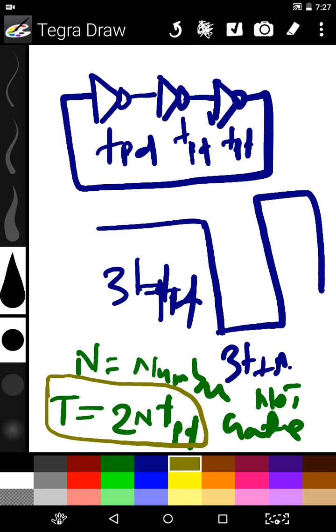When an odd number of NOT gates is used to generate an astable multivibrator, the time period of the square wave will be 2n TPD, where n is the number of NOT gates used to generate the square wave, and the time period of the square wave equals 2n TPD.